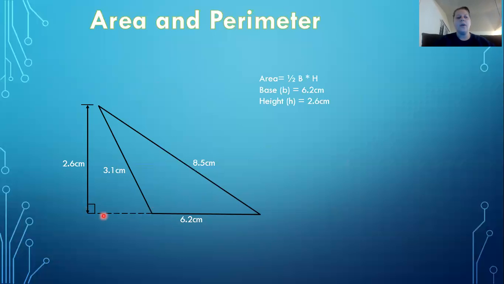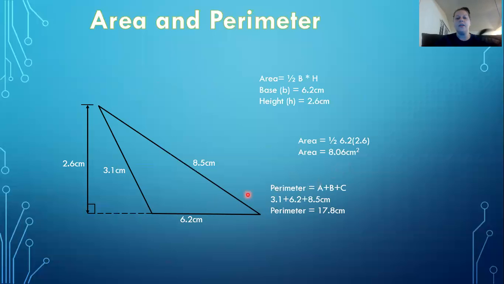The way we got this height is we drew this line out from this point all the way over, and then we started from this point straight down, making a right angle. And that measurement is our height, not this one right here. Now this is the measurement of this side. We'll use that when we get to the perimeter. So when we plug these two into our equation, we get an area of 8.06 centimeters squared. And to find the perimeter, again, we just add all of the sides together. It'd be 3.1 plus 6.2 plus 8.5 centimeters, which makes 17.8 centimeters.